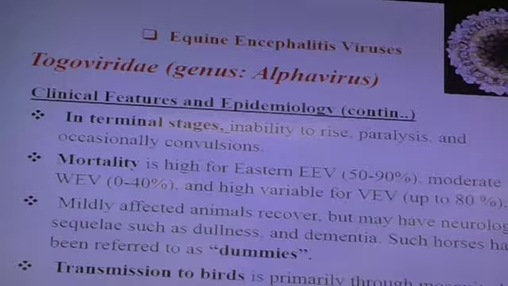When it comes to mortality, I said it's pretty high. In Eastern, it's 50 to 90%. In Western, 0 to 40%. And in Venezuelan, up to 80% mortality. There is a characterization of some of those horses, they're sometimes called dummies, implying that they are dull, they have dementia, they cannot remember the instructions given to them, and that's because of the obviously encephalitis.